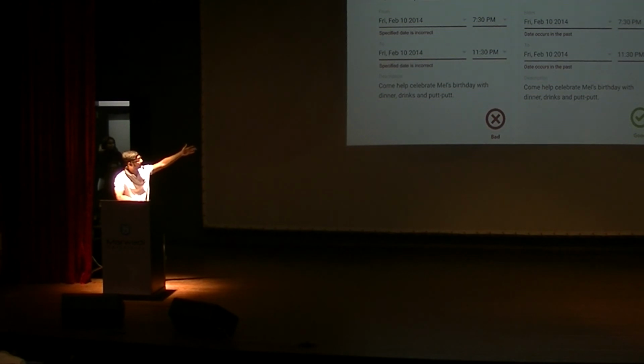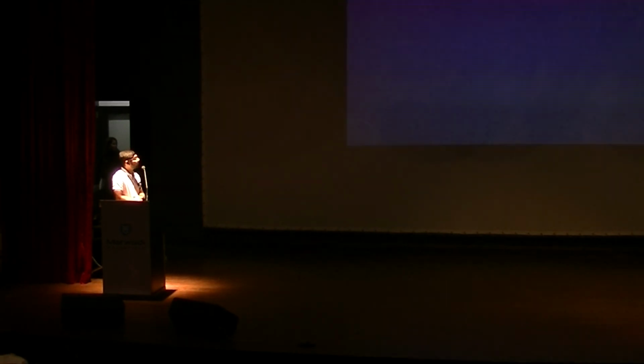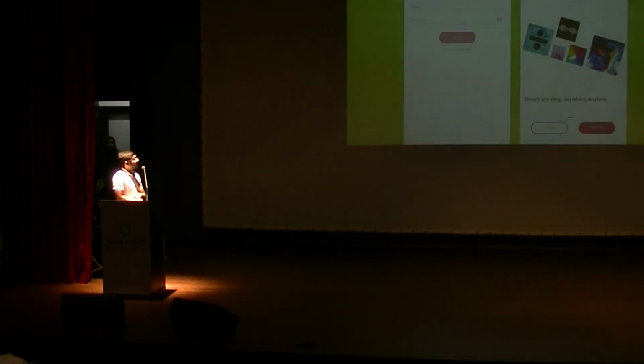On the right side and the left side, both have given some information. But on the left side, it says the specified date is incorrect. Yes, that is incorrect, but what should the date be? On the right side, the information says the date occurs in the past. So the user knows this should maybe be present or future. Give good information. Personality.